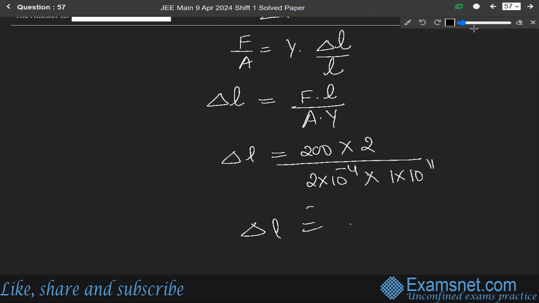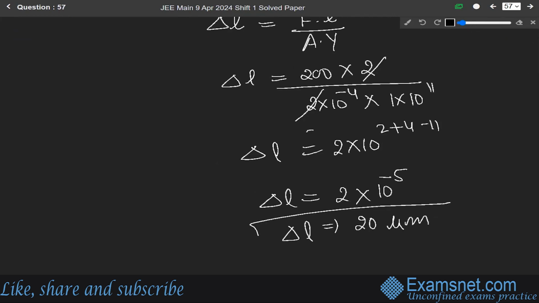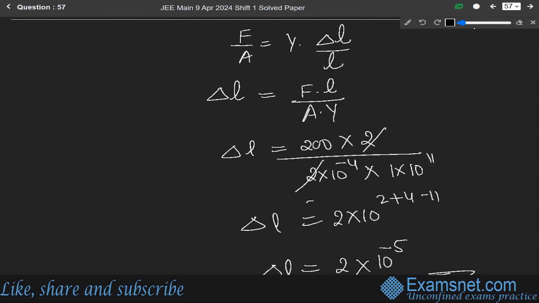Delta L will be equal to, 2 cancels, 2 into 10 to the power 2 plus 4 minus 11. So delta L equals 2 into 10 to the power minus 5, which means it is 20 micrometers. So the elongation in length delta L is 20 micrometer.